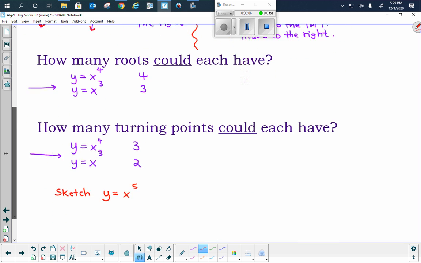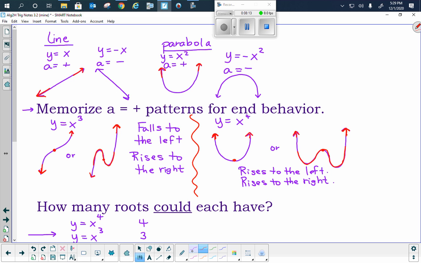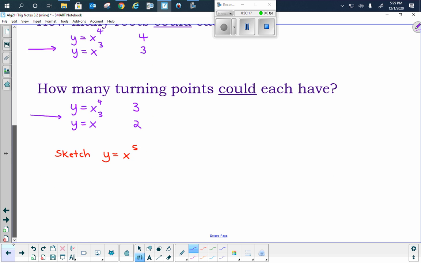Okay, so if you get that pattern memorized, then if I ask you to give me a quick sketch of y equals x to the fifth, then you should be telling me that I know it's going to possibly cross 5 times, have 4 turning points, and the right side goes up and the left side goes down.